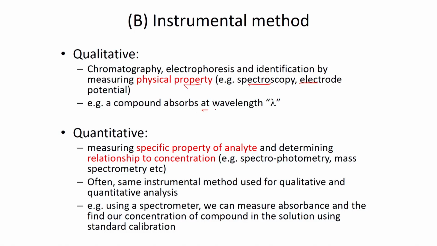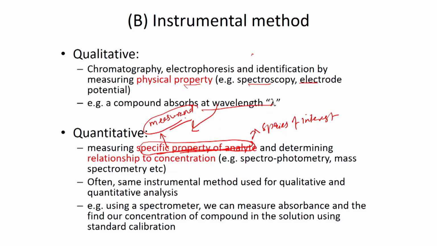A compound absorbs at a particular wavelength, so you do the measurement at that particular wavelength. The same thing can become qualitative if you are measuring a specific property of the analyte, which is very important. First, you have to ensure which analyte you are interested in. This becomes your species of interest, and then a specific property, which is actually your measurand.